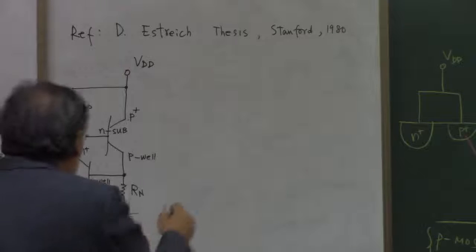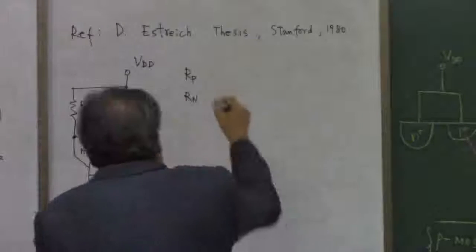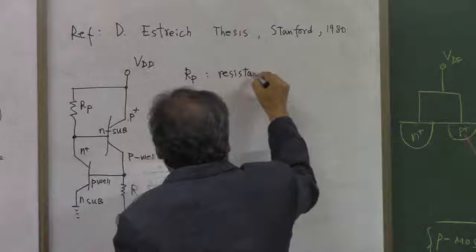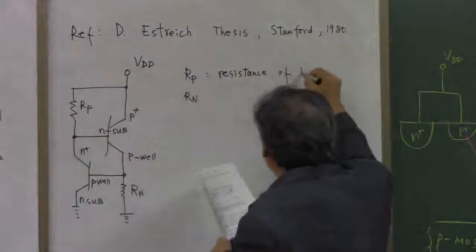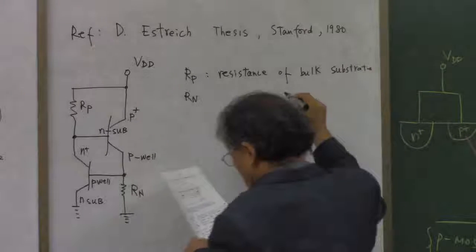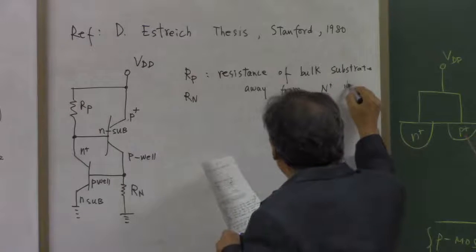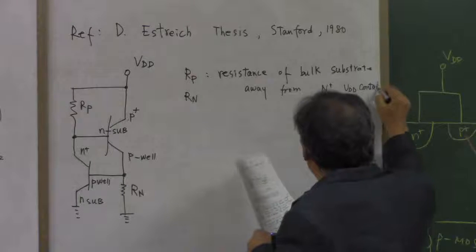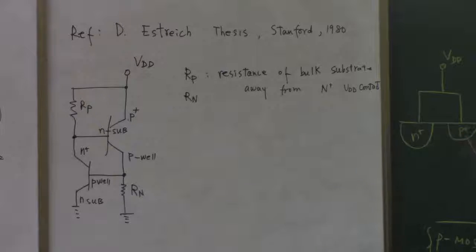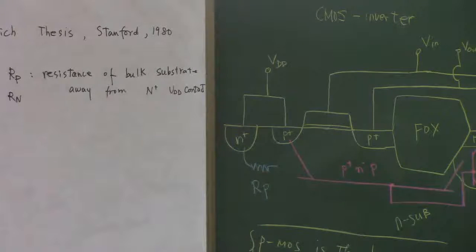So here we have new things, RP and RN. RP is the resistance of the bulk substrate away from the N plus 3D contact, which means that R sub P is the resistance coming from the contact, 3D contact here, okay?